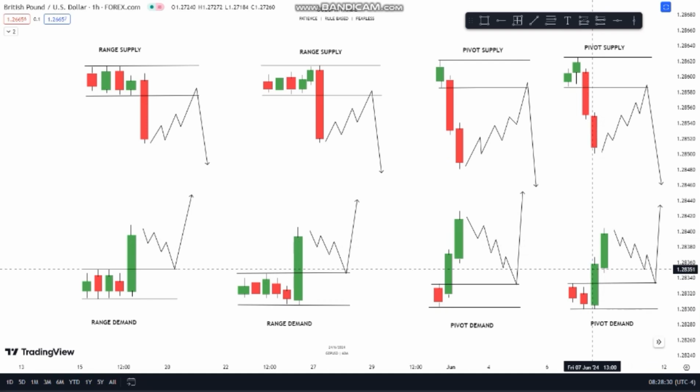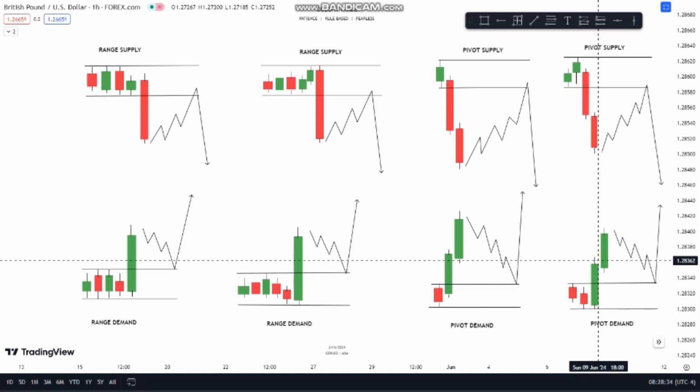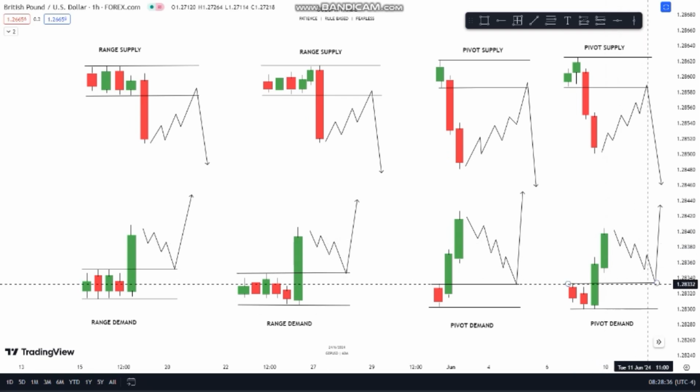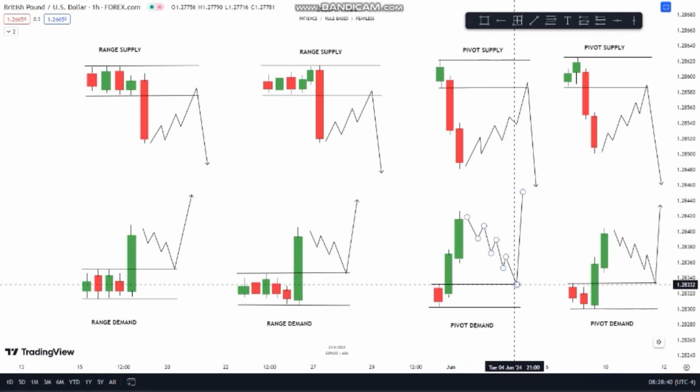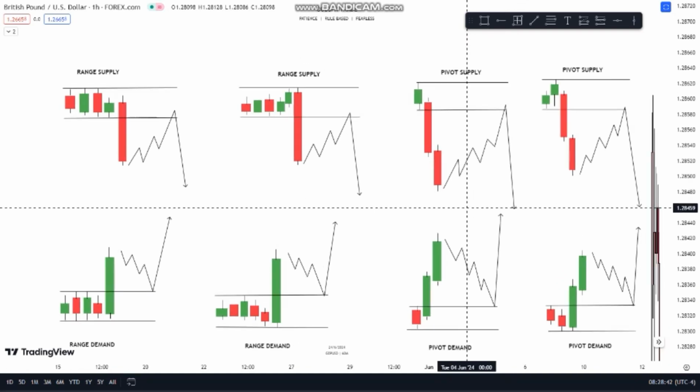We are not trading the initial rapid move upside. We'll wait for the retracement, we'll enter. Same thing here, we wait for the retracement, we enter here. And what is pivot supply? Pivot supply is the same thing, vice versa with pivot demand.